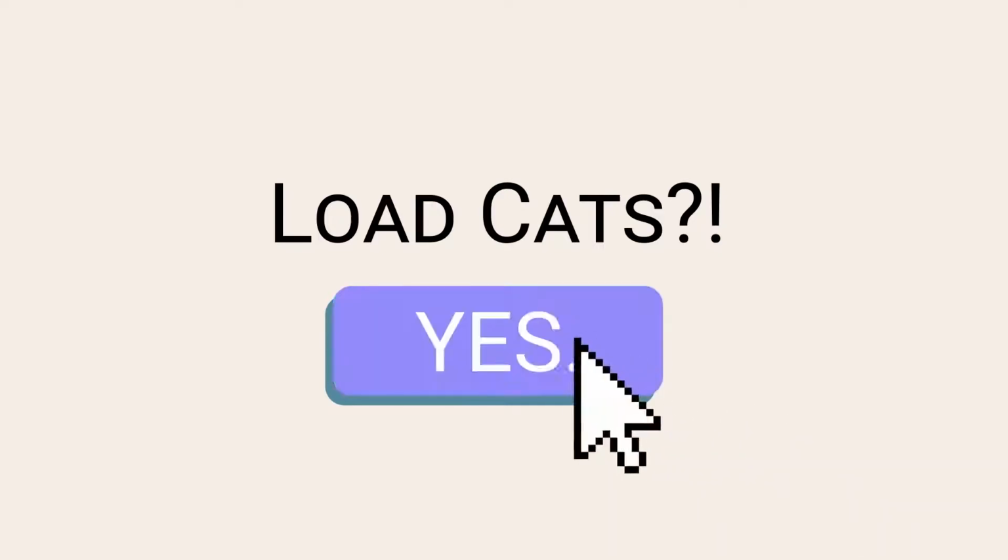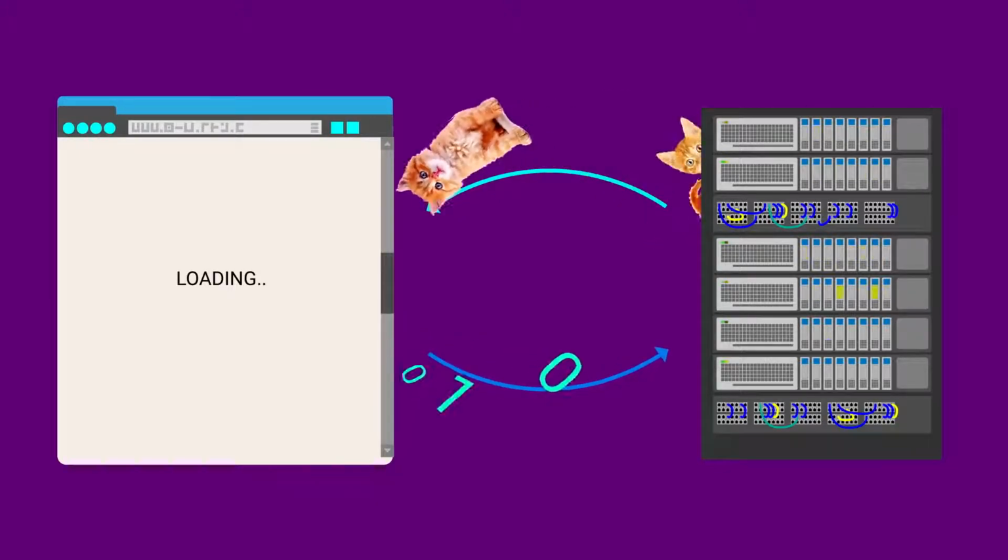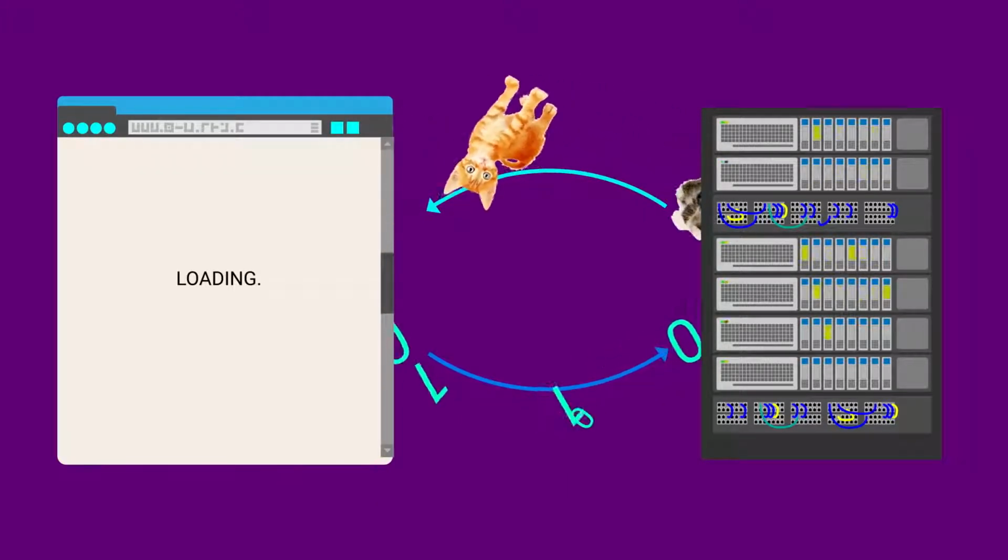So every time you're on the internet, you, the client, are loading data from the server, as well as submitting data back to the server. This back and forth between the client and the server is the basis of the internet.